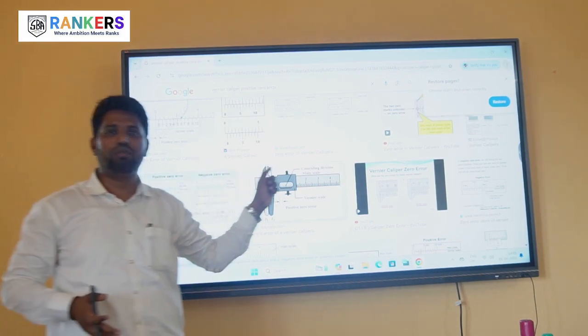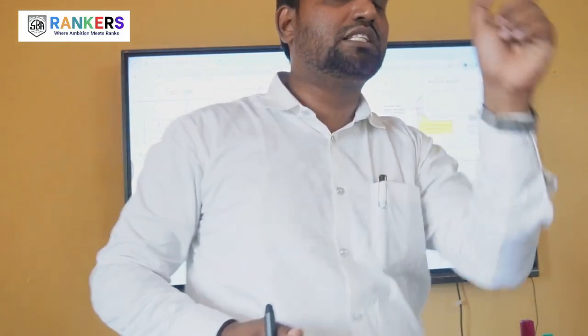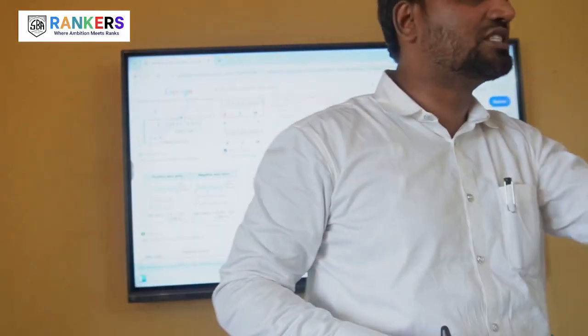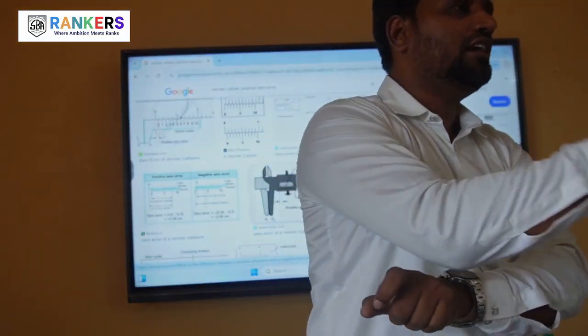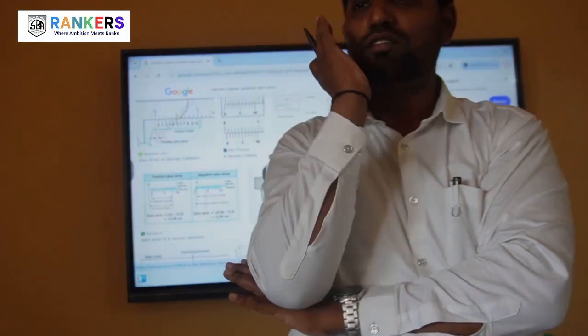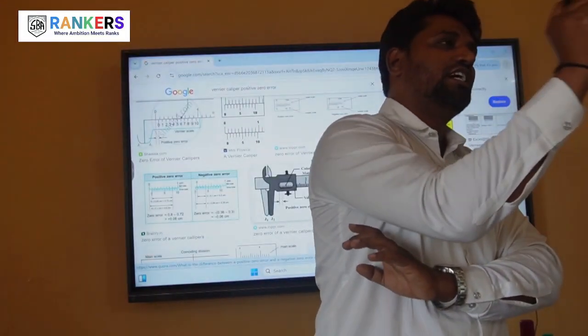This gap is said to be constant because this gap is present in the Vernier scale. So this gap is constant everywhere. So the name is given Vernier constant. Is it clear or not? Tell me everyone. What is Vernier constant, clear or not?